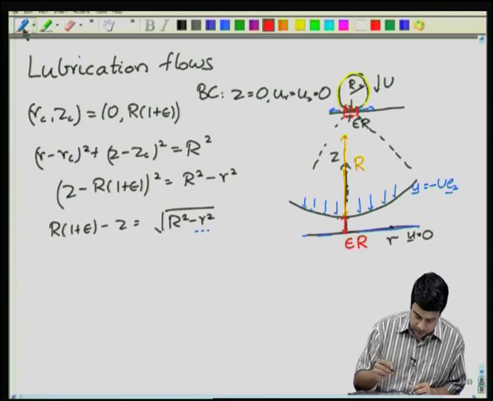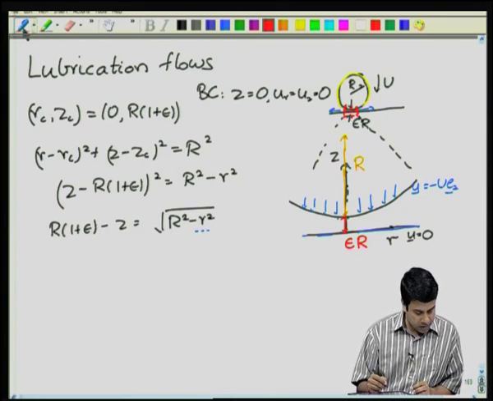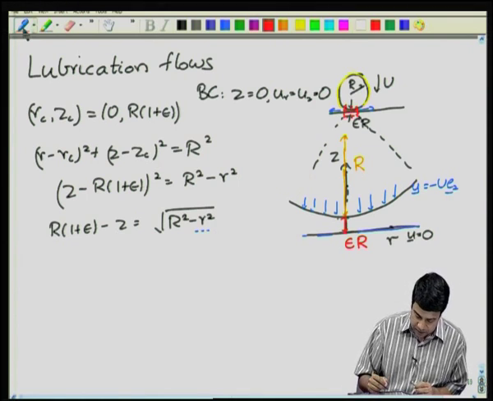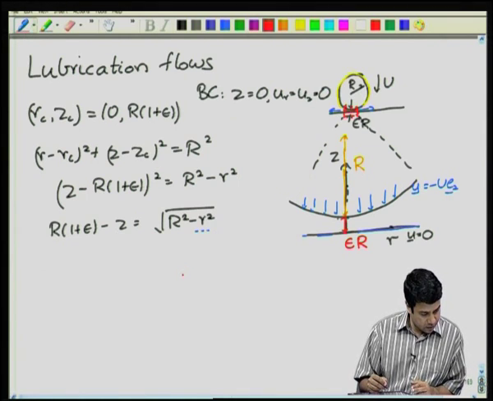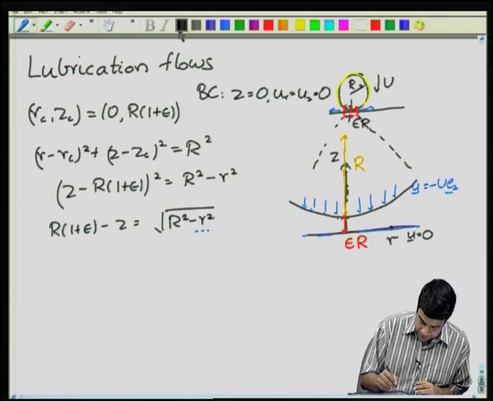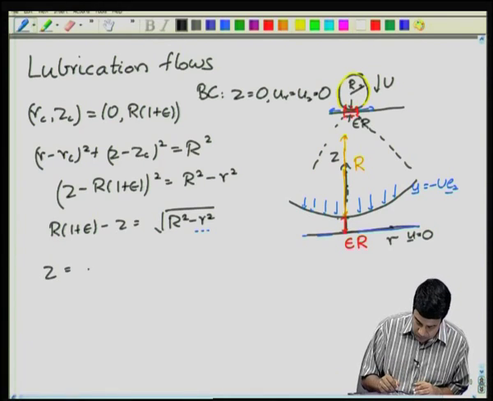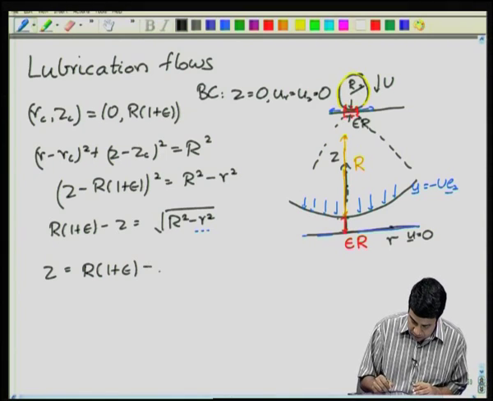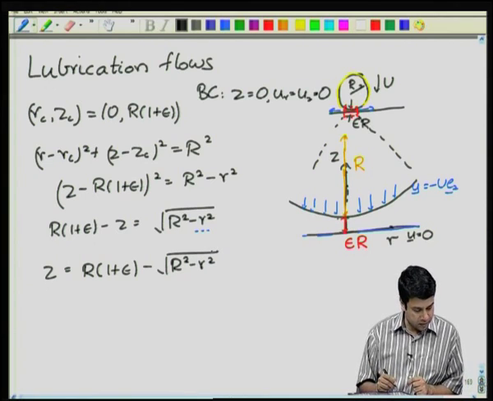So, the equation for the surface is R into 1 plus epsilon minus z is equal to square root of R square minus r square. Therefore, z is equal to R into 1 plus epsilon minus square root of R square minus r square.